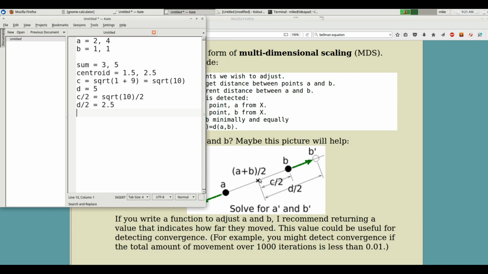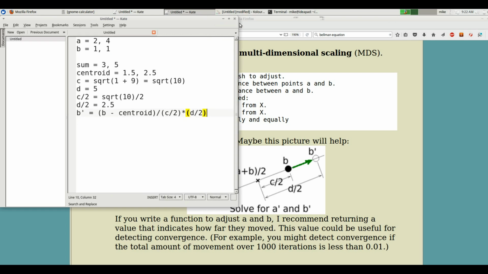Now we need to adjust those points. So we'll say B prime is going to be what? We're going to take B minus the centroid. We know how to do that. That's just vector math, right? Then we're going to divide that by C over 2 and multiply it by D over 2.